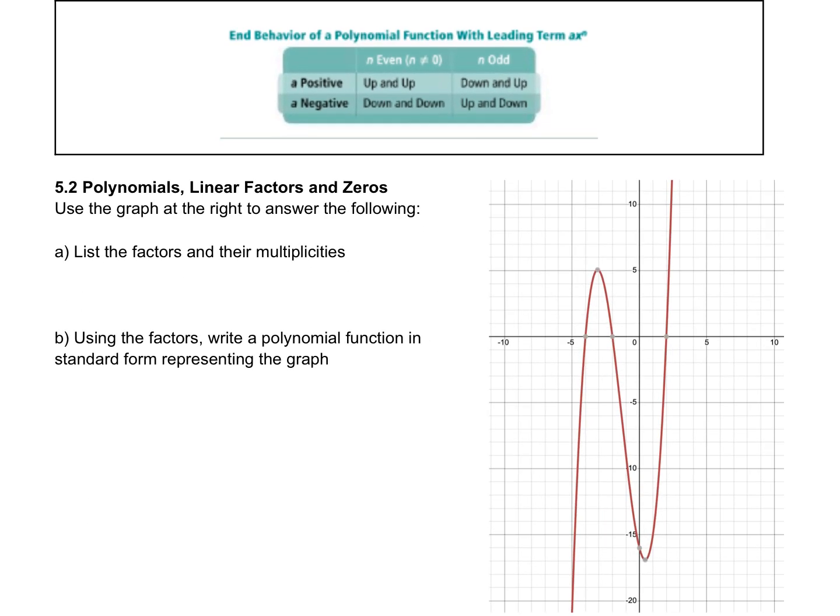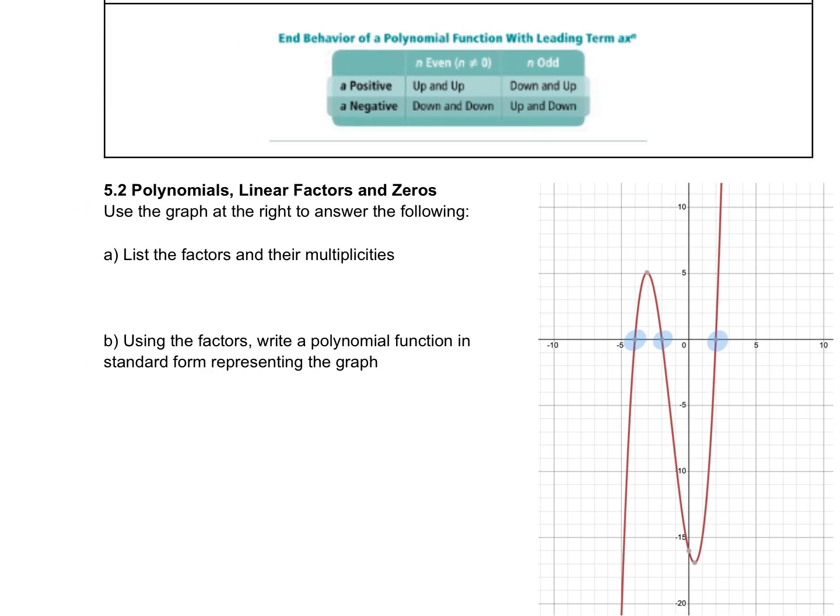Okay, so use the graph at the right to answer the following questions. A, list their factors and their multiplicities. So on this one, this graph is crossing the x-axis 3 times, right? So those are going to be the numbers. So we have x equals, it looks like -4 is the first one, -2, and then +2.